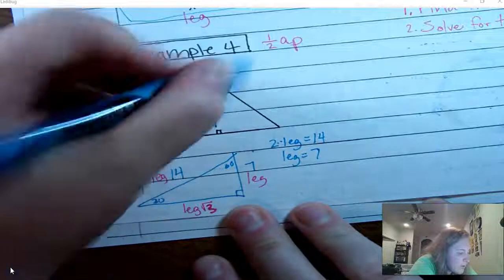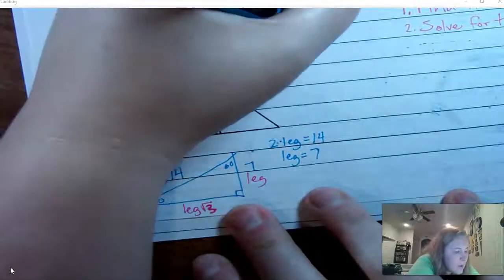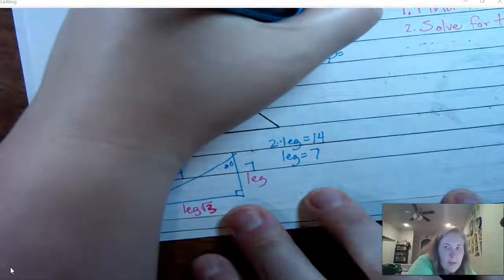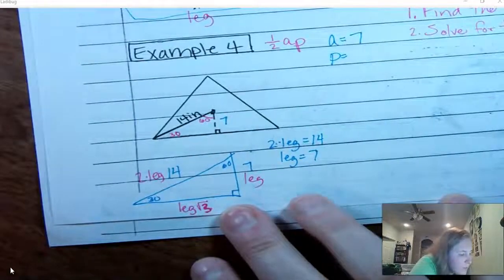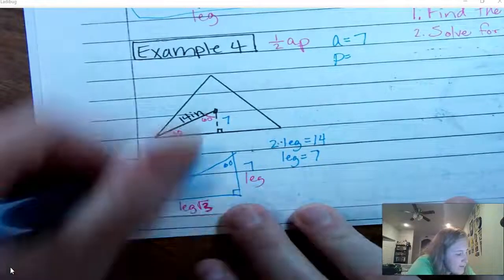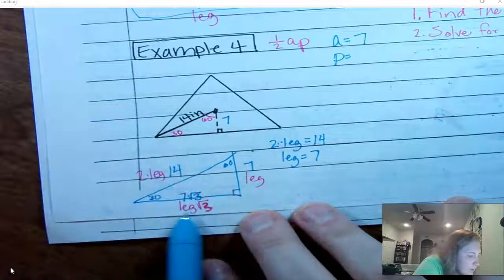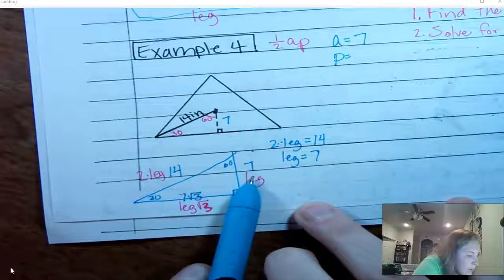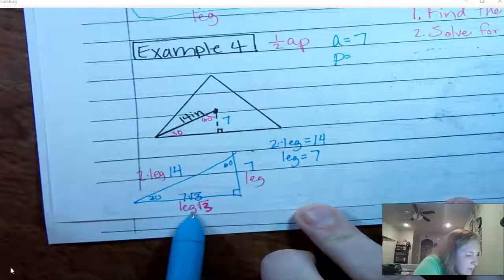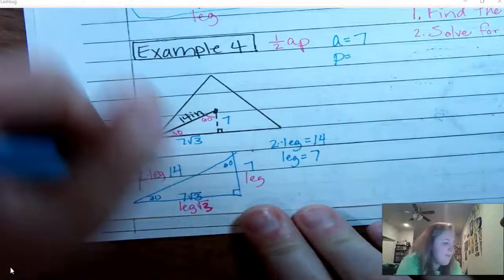Let's label that on our triangle up here. We have just found our apothem. So our apothem is 7. What's the length of the bottom of this? Well, if the leg is 7, then the length of this side is going to be 7 times the square root of 3. Okay, because all you're doing is plugging the leg in, which is 7. So this side is 7 root 3.